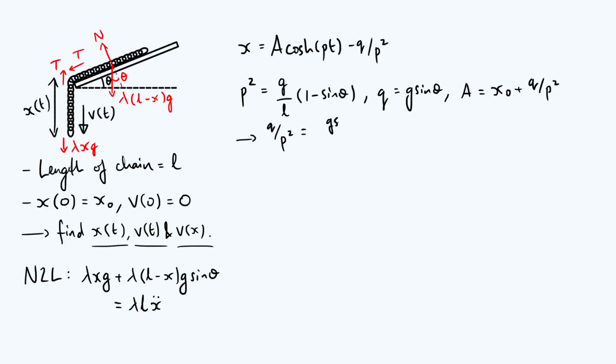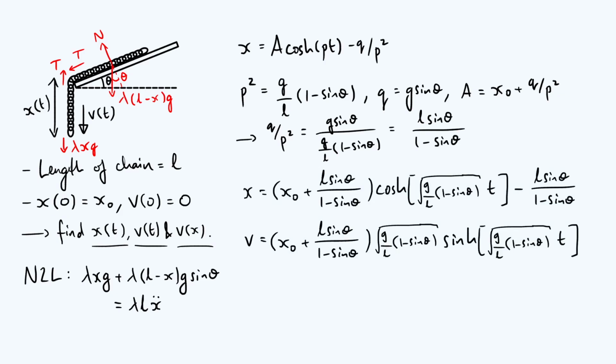Q is just g sine theta, and p squared is g over l into 1 minus sine theta. Then we remove the nested fractions and cancel the g's, and we find that it's just equal to L sine theta over 1 minus sine theta. So just for completeness, I've written out x and v as explicit functions of time in terms of all of those original parameters, just so that we can see all the various dependencies.